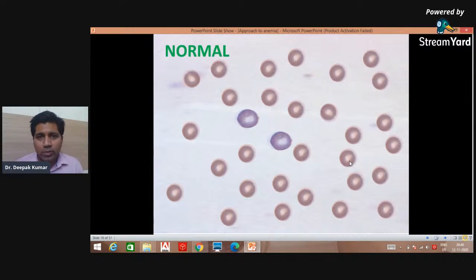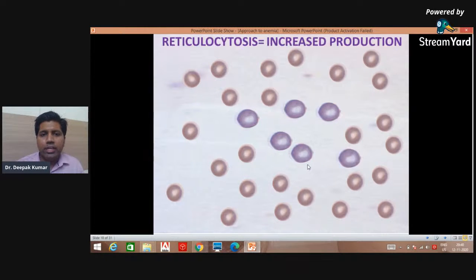So again, this is a normal smear. There are red blood cells and two reticulocyte counts. If you look at this slide, nothing has changed. Normal, and you look, the total count has remained the same. Only the reticulocyte percentage has increased. Okay. So we are talking about approach to anemia.